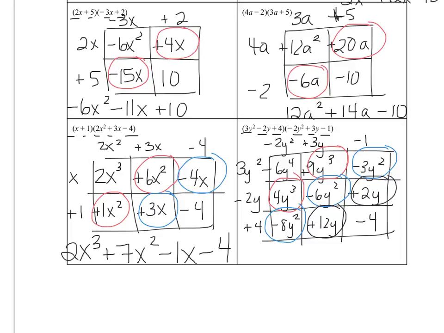So I'm going to combine. I've got minus 6y to the fourth. I've got a 4y to the third and a 9y to the third, so that's plus 13y to the third power. Negative 8y squared, negative 6y squared, negative 3y squared, that's negative 17y squared, plus 14y minus 4.